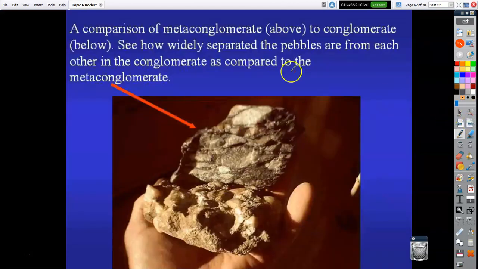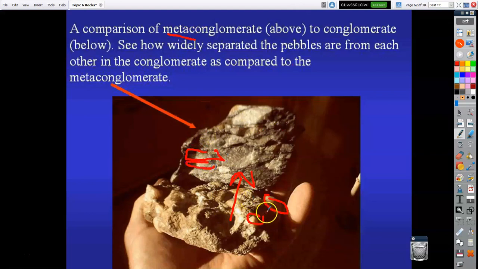This is metaconglomerate versus conglomerate. So the conglomerate would be on the bottom. The pebbles on this bottom rock tend to be a little bit more rounded. Again, if you put this bottom rock under pressure and then bring it to this top one, you can see the metaconglomerate. See, because again, meta means to change. So the pebbles are more flat and they're stretched out.